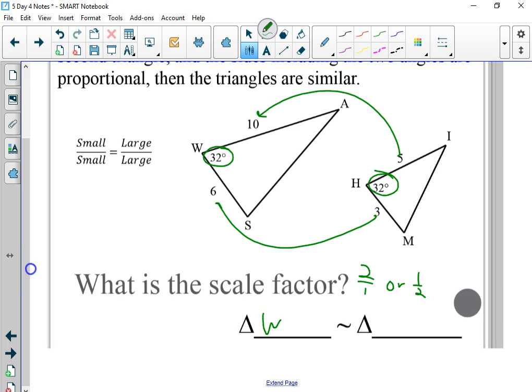So I'm going to start at W and H, where the degrees are. And I'm going to go up the side 10, so WA. I'm going to go up the proportional side over here, HI.